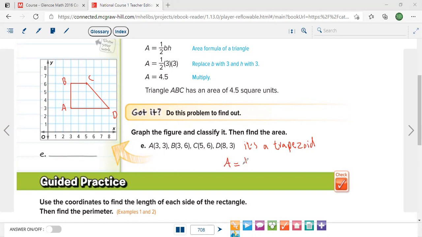Area equals half. The height is 3 units. Base 1 is 2 units. Base 2 is 5 units. So this is half multiplied by 3 multiplied by 7, means half of 21, and half of 21 is 10.5 unit squared. See how easy?